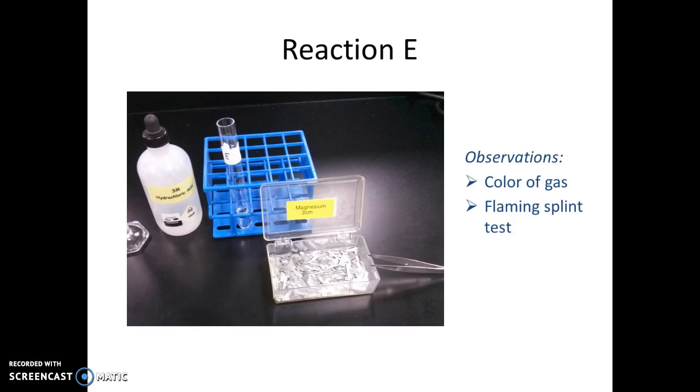To clean up, when you're finished with all of your observations for reaction E, if there's any unreacted metal, you can put it in the metal waste container. Wash the contents down the drain of the solution left over in reaction E, and you can wash out that test tube like you normally do.